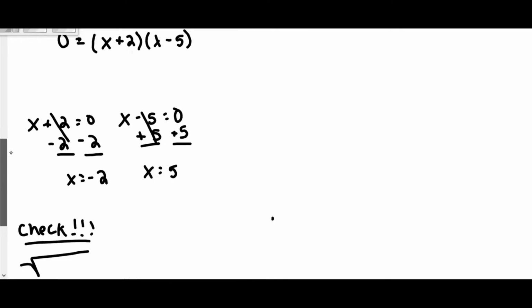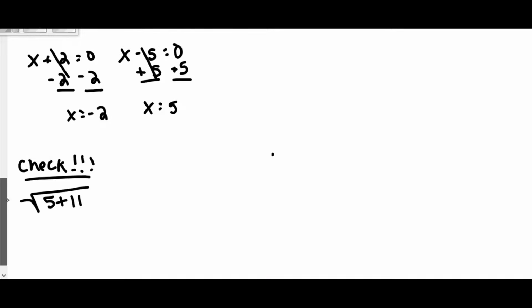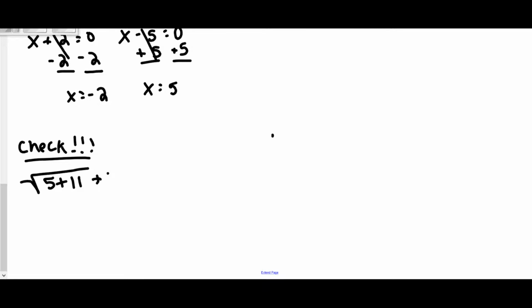So radical x plus 11, I'm going to do 5 first. So 5 plus 11, plus 1, equals 5. You can plug those into your calculator or do it mentally. When you figure that out, you get that 5 does in fact equal 5, so we know this is a solution of our equation. And then we're going to plug in x equals negative 2.